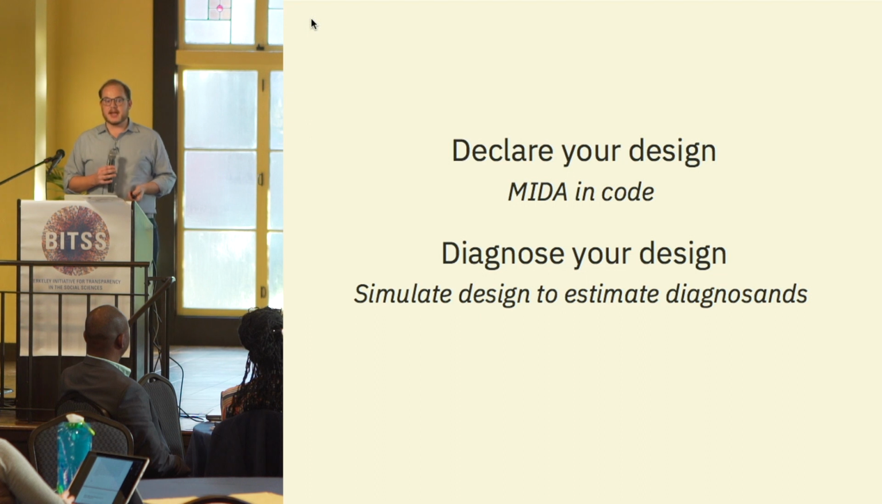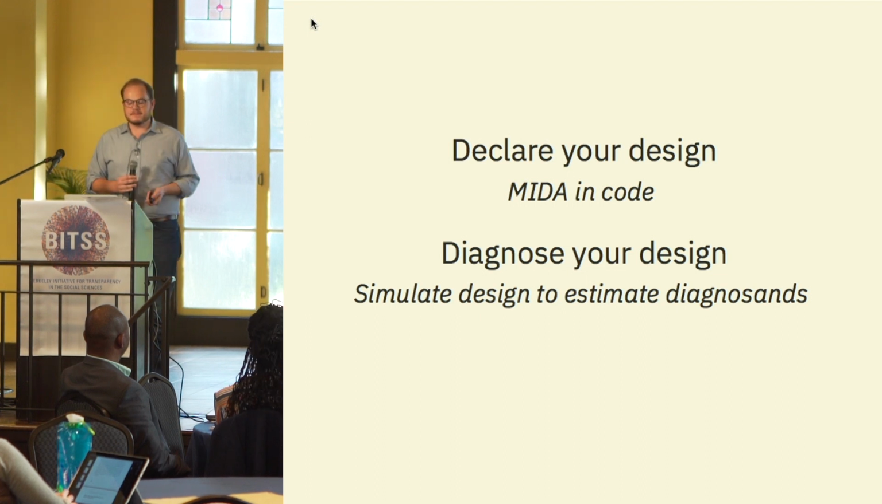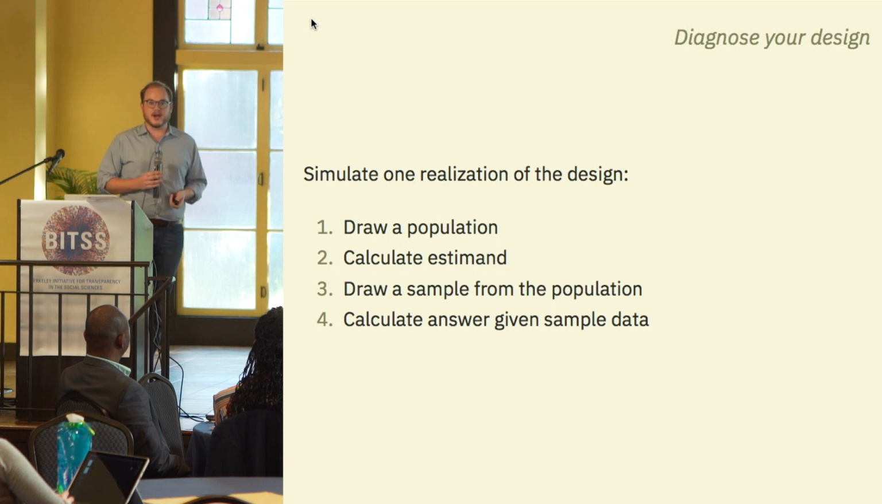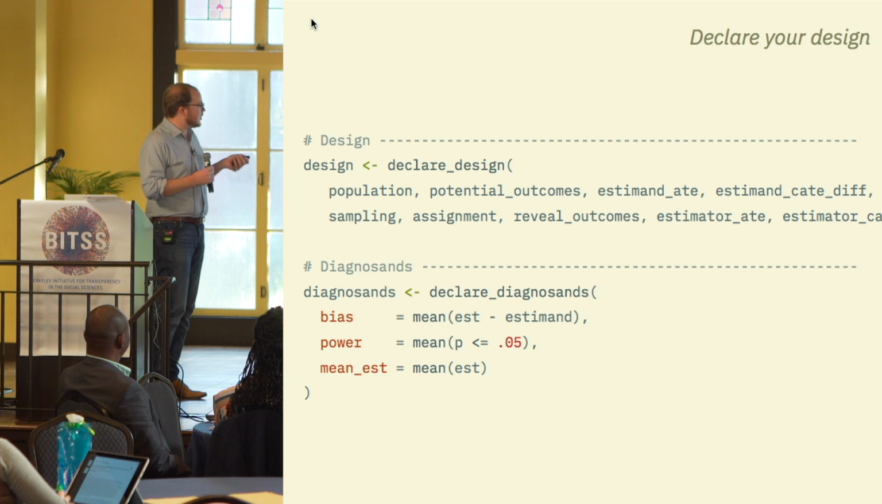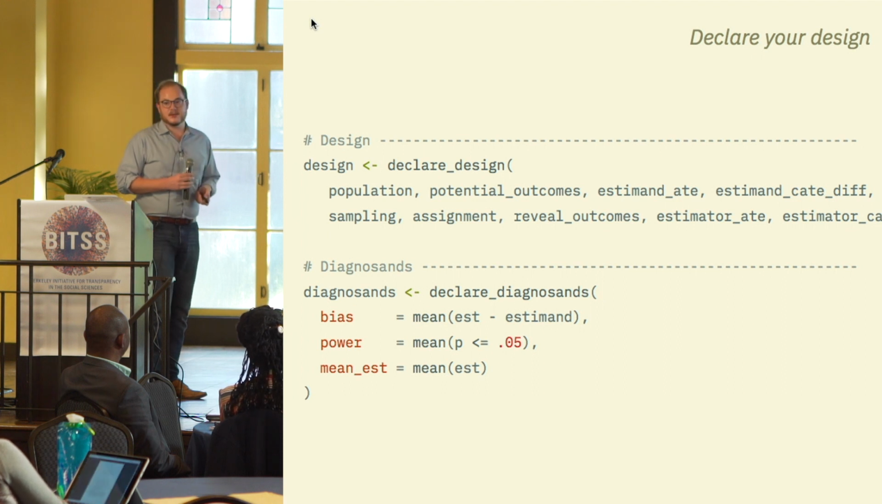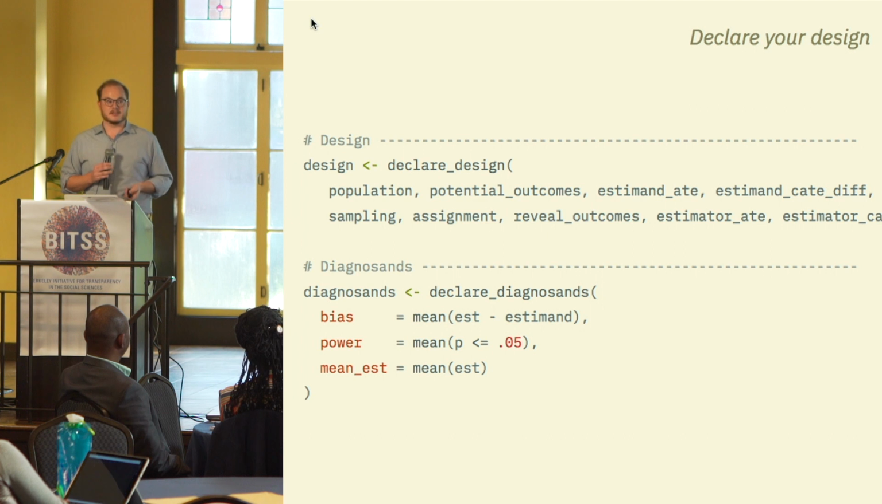And the second step is to diagnose your design, so simulating the design to estimate the diagnosands. So that works in two steps. The first is that we need to simulate a realization of the design. We need to simulate the process of running our experiment. And so we draw the population, we calculate the potential outcomes from that. We calculate these two estimands using the data drawn from the population. And then we sample from the population, assign the treatment, reveal the outcomes, and calculate the estimates from our two defined estimators.